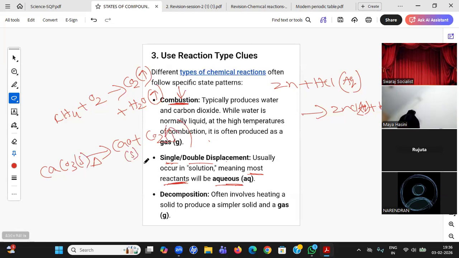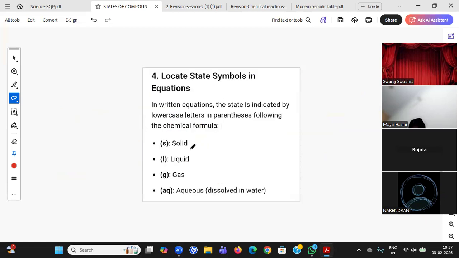Whenever you are going for a decomposition reaction like this, you need to heat it. So you are heating a solid, so you need to write solid, to produce a simpler solid. You see, CaO is simpler than CaCO3. But some gas will also be involved. Heating means some gas will be involved. So with the help of the type of reaction also you can guess who will be aqueous, who will be solid, who will be liquid.